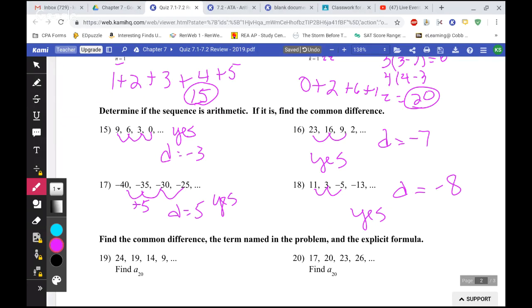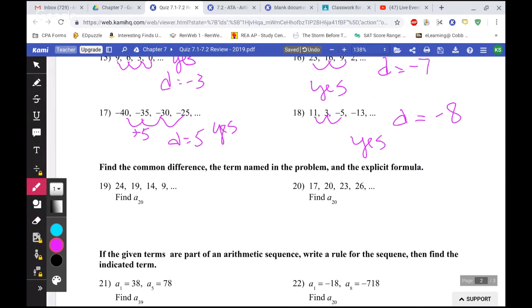On the quiz tomorrow, are all of them going to be arithmetic? I can't remember the answer key. Hold on just a second and let me look. Okay.